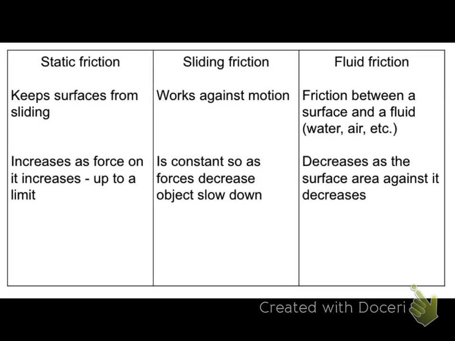The last type of friction we have is fluid friction, which is friction between a surface and a fluid. Fluids are gases and liquids, so water, air, other things. Any gas or any liquid can exhibit fluid friction. This decreases as surface area against it decreases. So you can think of the classic dropping a piece of paper or dropping a crumpled piece of paper. The one with more surface area is affected more by fluid friction, which we know as air resistance, than the one that is crumpled up because it has less surface area.